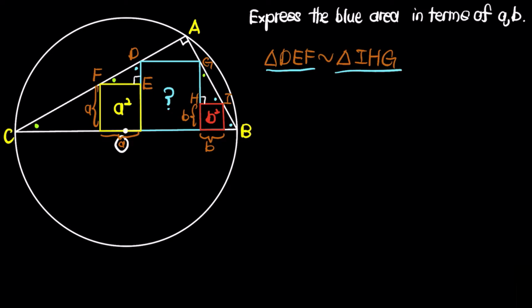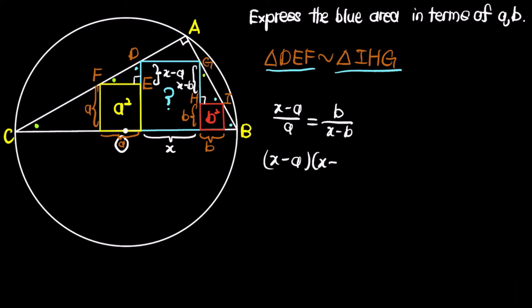Now we can let the side length of this blue square, which is the length we want to find, be equal to x. Then we can see that the length DE is x minus a, and similarly the length GH is x minus b. By similarity of triangles, x minus a over a is the same as b over x minus b. Cross multiplying, we get that x minus a times x minus b is equal to a times b.